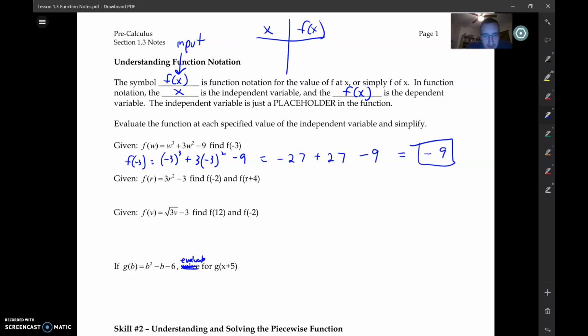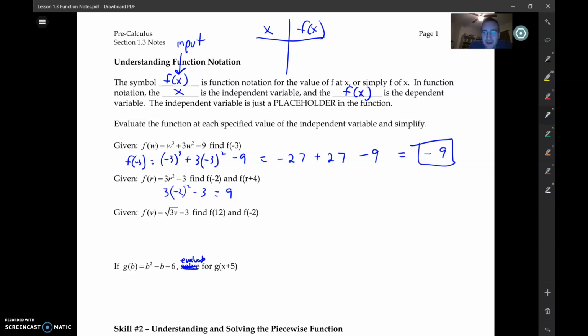For sake of time, I'm going to do the second one and skip the third one because this one has a variable in it. So it says find f of -2. I would literally make -2 my input. So 3 times, instead of r squared, it's -2 squared minus 3. What does that equal? -2 squared is 4. 4 times 3 is 12. 12 minus 3 is 9. So we got 9.